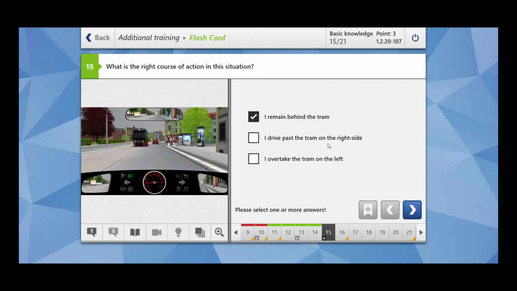I drive past the tram on the right side. This could be dangerous, right? You are never sure if it is safe to do so. I overtake the tram on the left. This is also incorrect because on the left side there is oncoming traffic. So you should remain behind the tram.